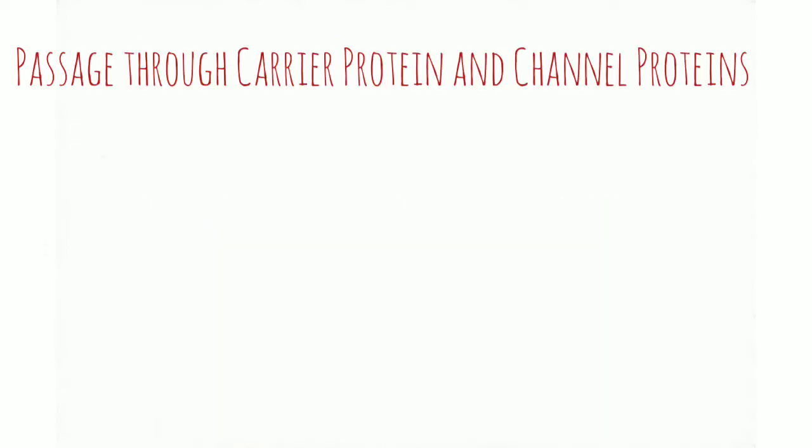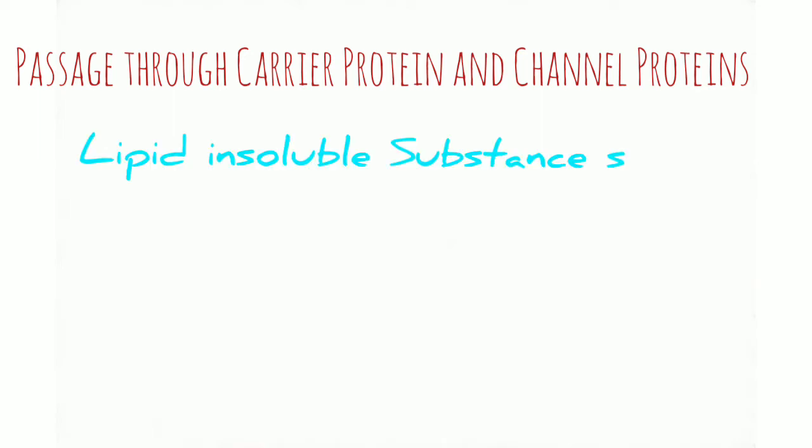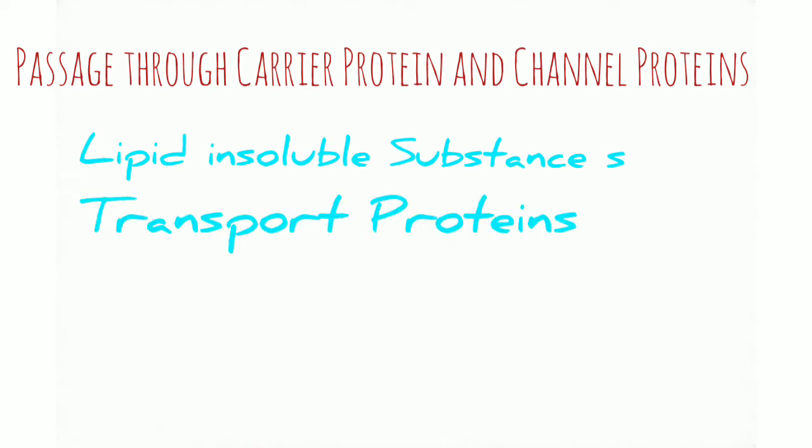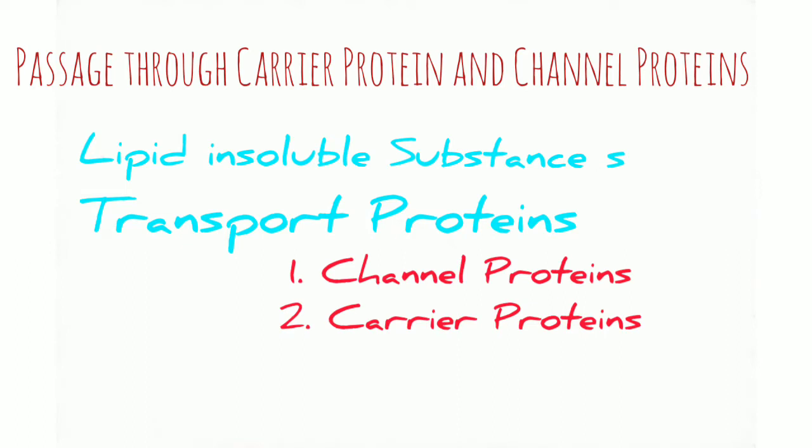So, transport proteins are required for transport of such lipid insoluble substances. So, the passage through carrier protein and channel comes into action. We have two types of transport protein. One is the channel protein and second is the carrier protein. Now let's study about the channel protein.